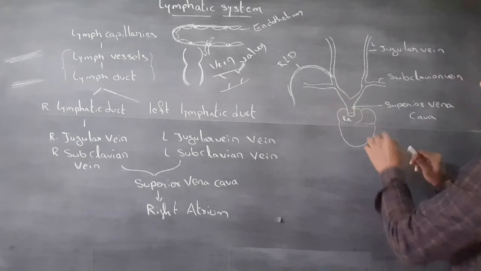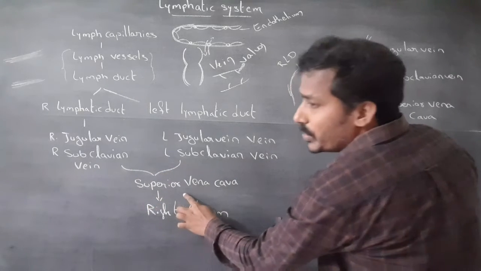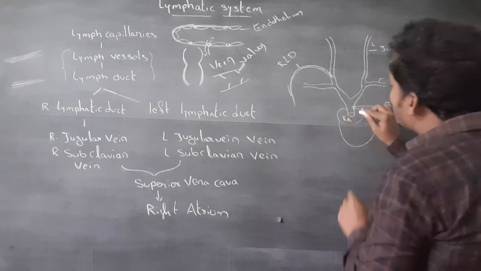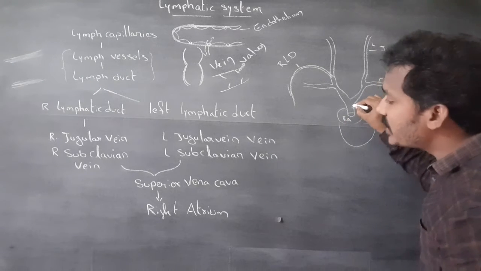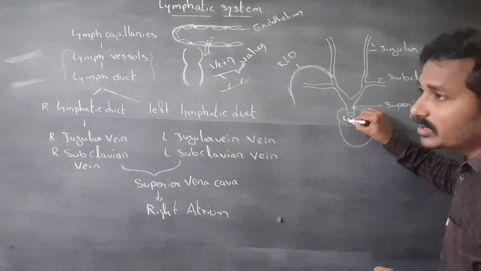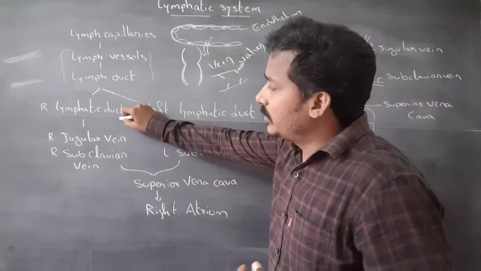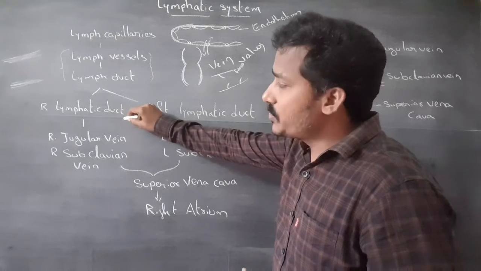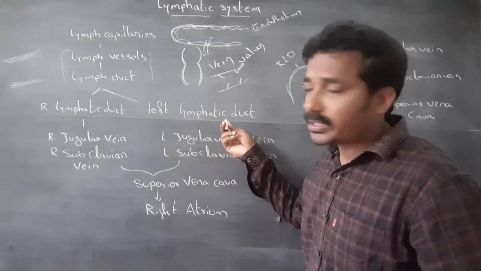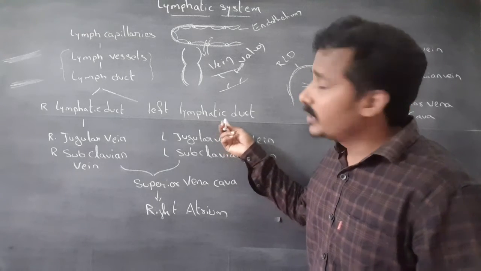These subclavian veins connect to form the superior vena cava. This superior vena cava opens into the right atrium. The right lymphatic duct receives lymph from the right side of the body and the left lymphatic duct receives lymph from the left side of the body.